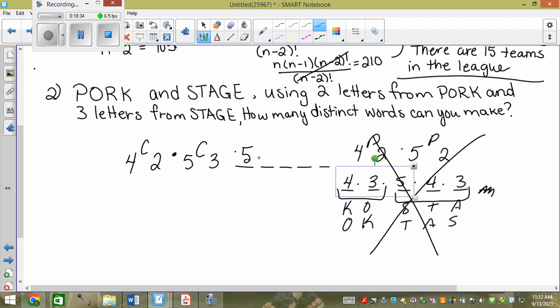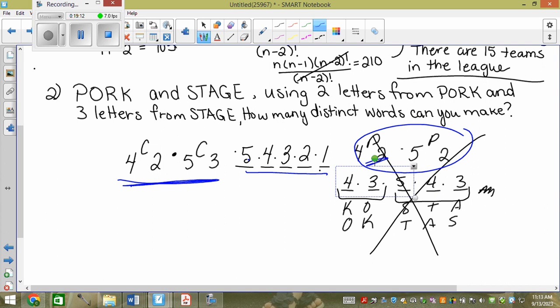5 times 4 times 3 times 2 times 1. It's a perm-com mix. You have to do a combination first to get the letters. Then, now I have them, I have to arrange them. Get them, then arrange them. The C's get the letters, now I have them. Now I have 5 for the first blank, leave 1 behind. 4 for the next blank, leave 1 behind. 3 for the next blank, leave 1 behind. 2 for the next blank, leave 1 behind, put the E at the end. So the C's get me the letters, and I have to do the C's first. I can't go directly to the P's, because if I go directly to the P's, I'm never intermingling the letters from pork and stage, ever.